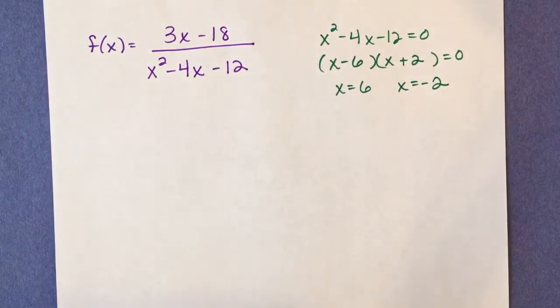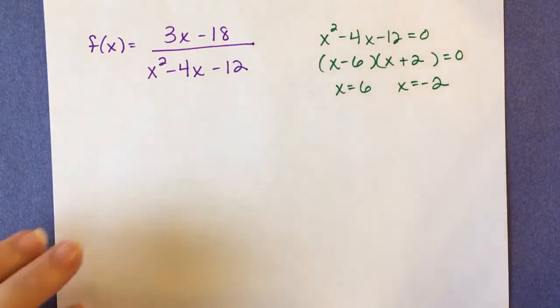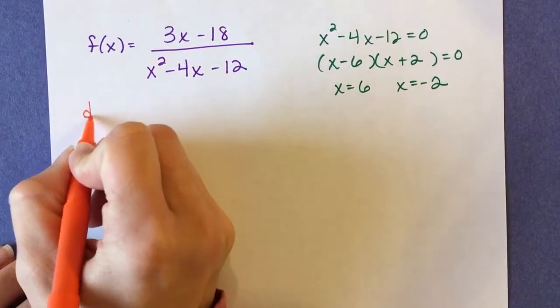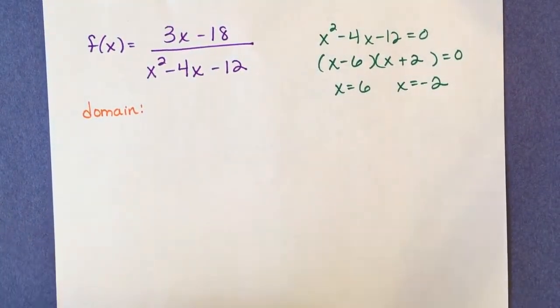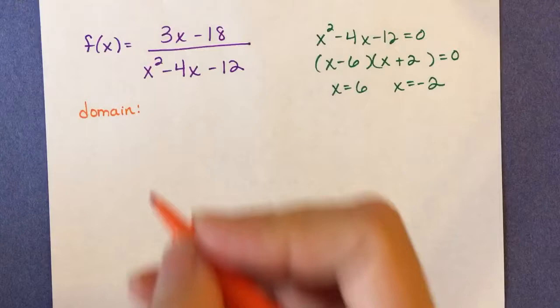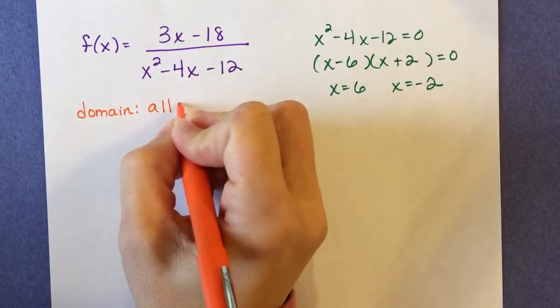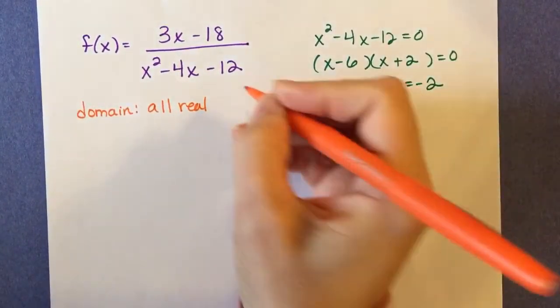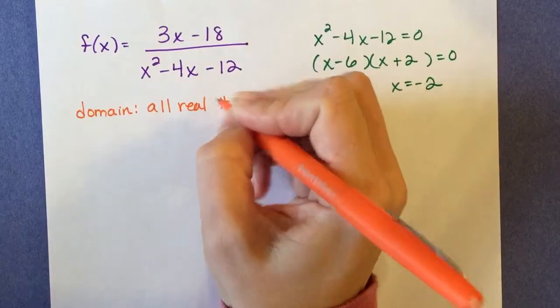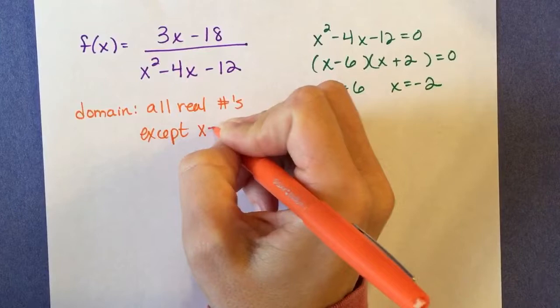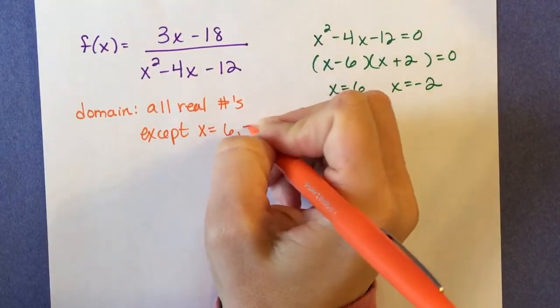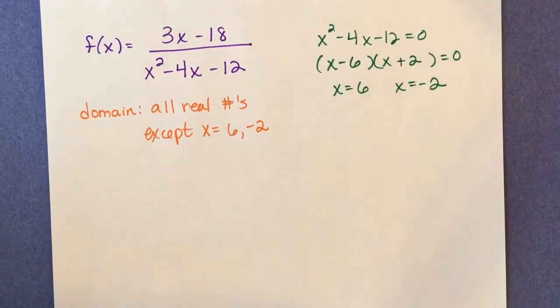Now, any value that causes your denominator to equal 0, you will have to leave those values out of your domain. Because remember, domain is going to be everything that it can be. So you would say that you have all real numbers except x equals 6 and x equals negative 2, okay?